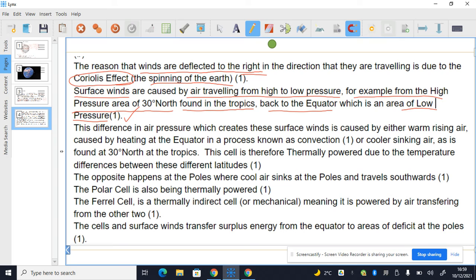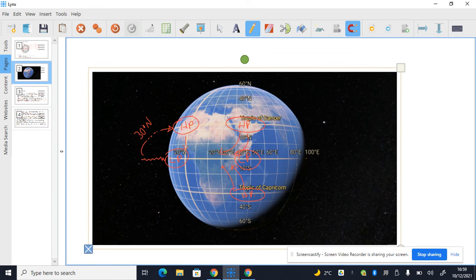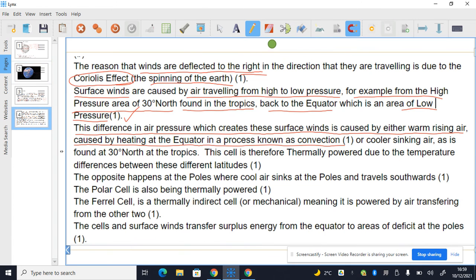What creates that? Well, if we bring in this idea that the difference in air pressure that creates these surface winds is caused by warm air rising, which I just explained to you a second ago on the previous diagram, it's caused by heating at the equator in a process known as convection. So what's happening here with air rising away from the equator, that's convection, as in a convection current. So warm air is rising. So you get marked for that, identifying that process, with cooler air sinking at 30 degrees north, okay?